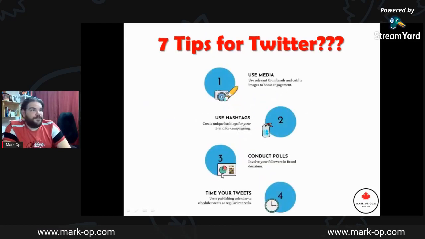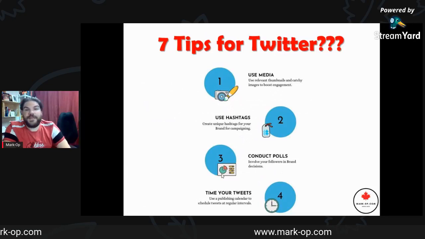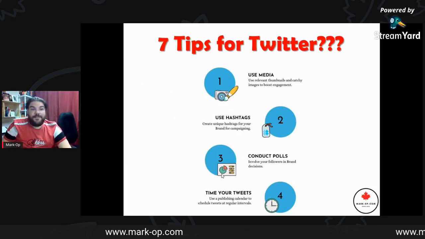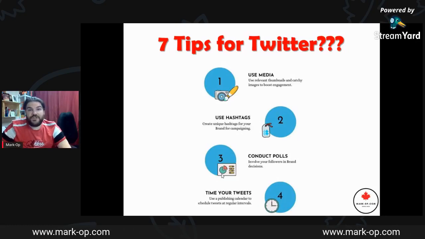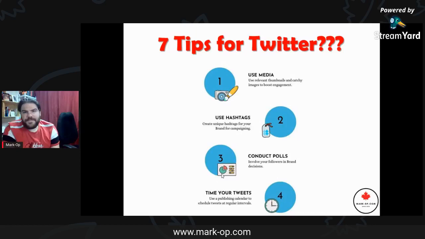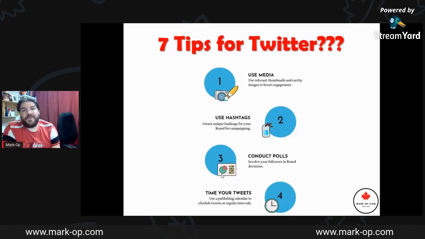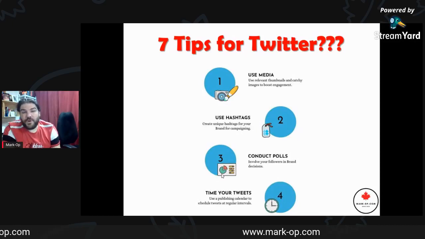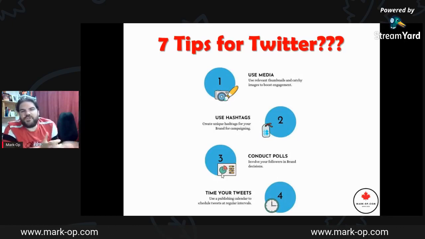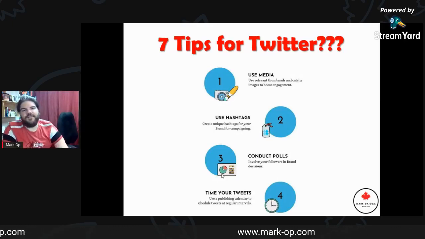7 tips for Twitter. Use media. We talked about it. Very important that you actually use pictures, videos, photos. Make sure that they're relevant to the information that you're putting in so that people can actually engage more with you. Like if you put birds and you're talking about hospitals, there's no link. So it has to be relevant.